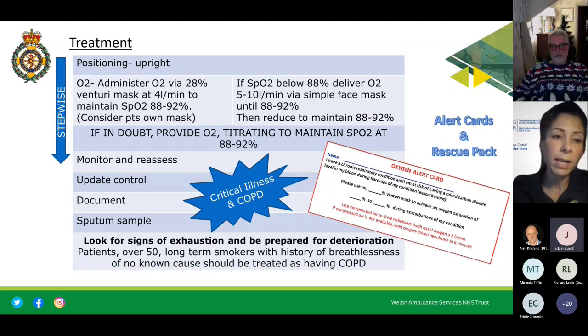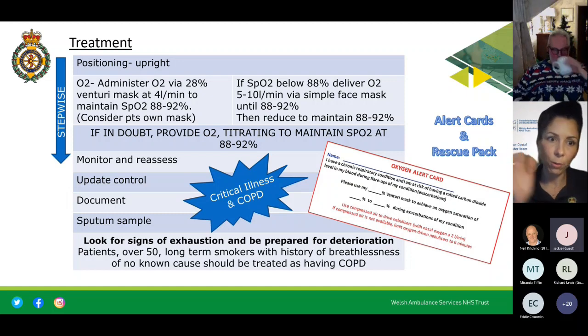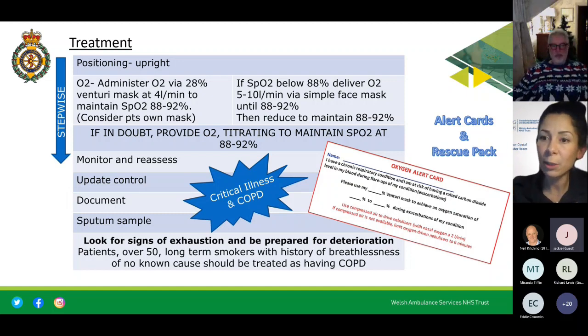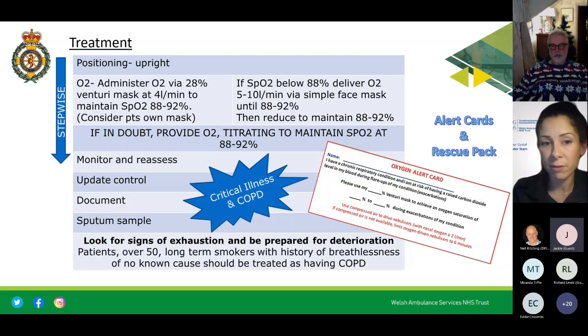Also, just a note on the bottom there, the patients who are over 50, who are long-term smokers with a history of breathlessness of no known cause, the bit being no known cause, should be treated as having COPD. So it might be that they're not diagnosed yet. We mentioned those 2 million people out there who are suspected to have it but haven't been for a diagnosis. We can treat those patients as having COPD, and of course we'll advise the crew when they arrive that they don't have the diagnosis, but given their age and that history of breathlessness and smoking.